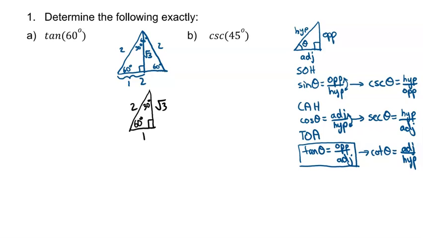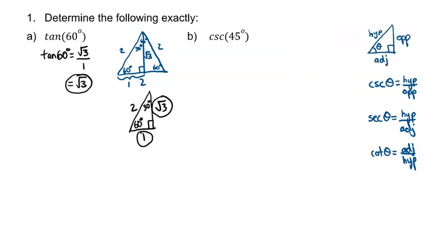Tan of 60 degrees, we have there on the right side, and that's the one that I put a box around so far. Tan of 60 is equal to the opposite over the adjacent. The opposite side is root 3, and the adjacent side is 1. So root 3 over 1. Then tan of 60 simplifies to root 3, and that is my final answer.